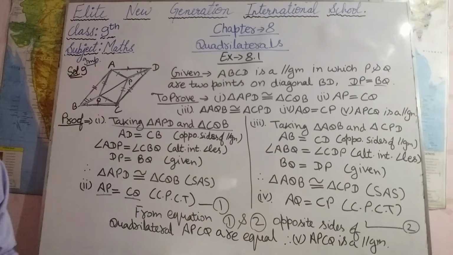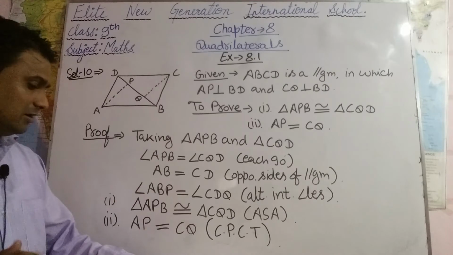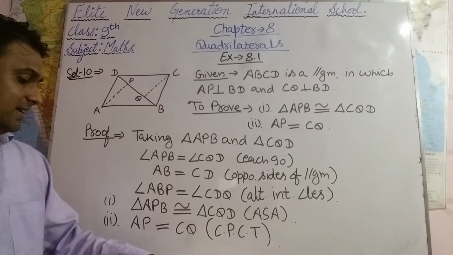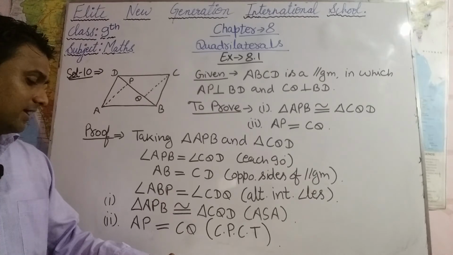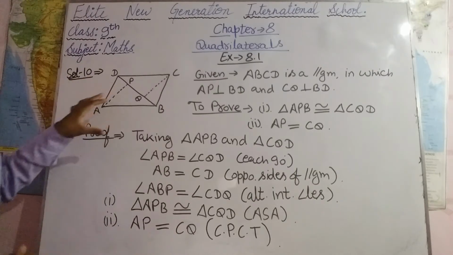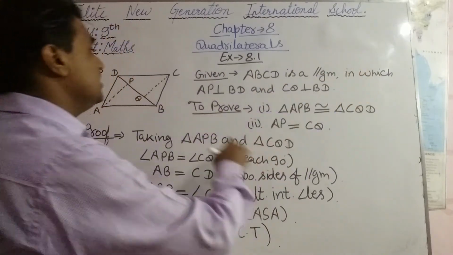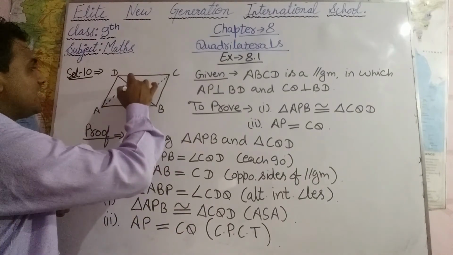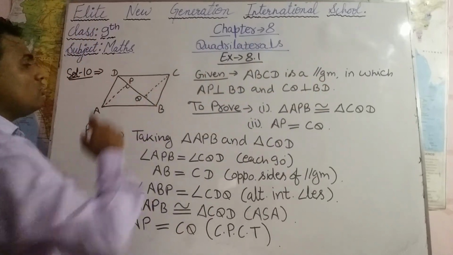Now after this, see the next question. In question number 10, ABCD is a parallelogram and AP and CQ are perpendiculars from vertices A and C on diagonal BD, and we have to show triangle APB is congruent to triangle CQD and AP equals CQ. Here AP is perpendicular to BD, so this angle is 90 degrees, and CQ is perpendicular to BD, so this angle is also 90 degrees.